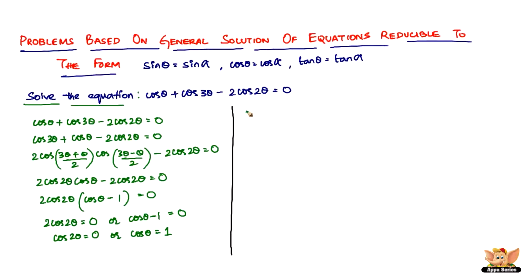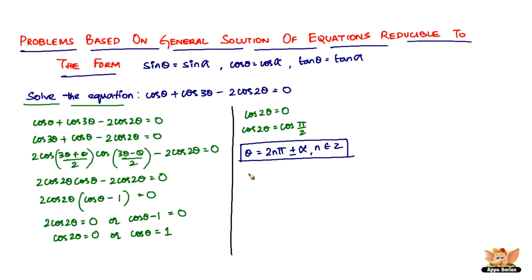So now first I'm going to consider cos 2 theta equal to 0. Right. So I'm going to write this equation as cos 2 theta equal to cos of pi by 2. The reason being cos of 90 degrees is 0. So I'm writing it in this form. So this is nothing but cos theta equal to cos alpha form, right? So the general solution for this equation is going to be, let me remind you all, what is it? It is theta equals 2n pi plus or minus alpha, where n is an integer, right? So now for this particular equation, we have 2 theta equals 2n pi plus or minus pi by 2, where n belongs to integer, or n is an integer.